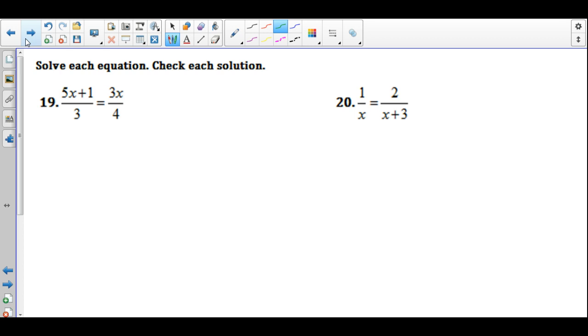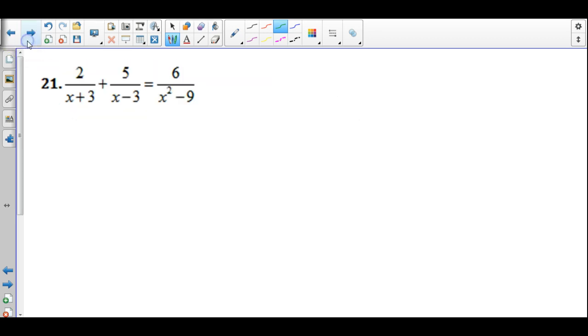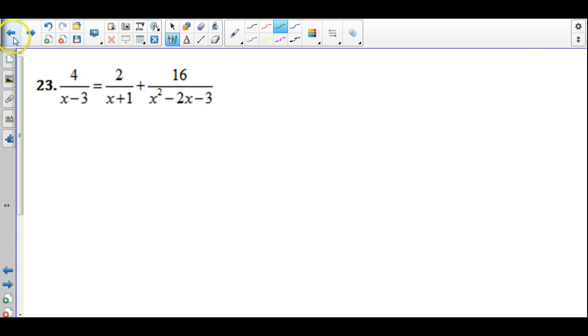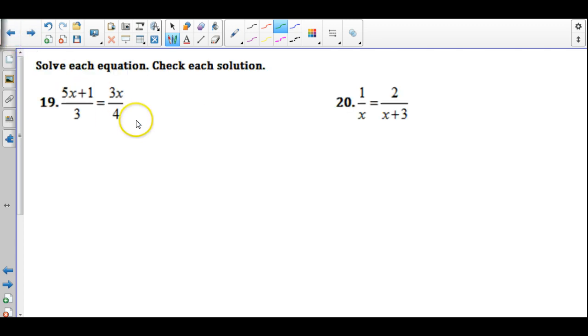So with these ones, I'm going to teach it using some cross multiplication for the first two, and then for a couple of these what we're going to end up doing is finding a common denominator, and then when you find a common denominator you're actually able to cancel out the denominators. So in this first one we're going to use cross multiplication.